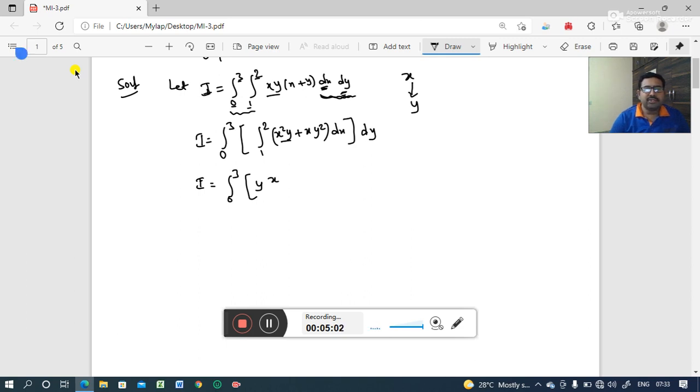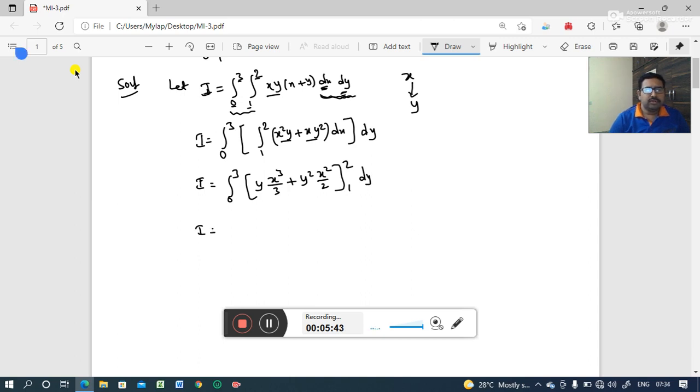and integration of x square gives x cube by 3. Here we are making use of the formula: integration of x power n into dx gives x power n plus 1 divided by n plus 1 plus c. Therefore integration of x square is x cube by 3 plus, in the second term again you treat y square as a constant and integration of x is x square by 2. Then your limits of x are 1 and 2 into dy.